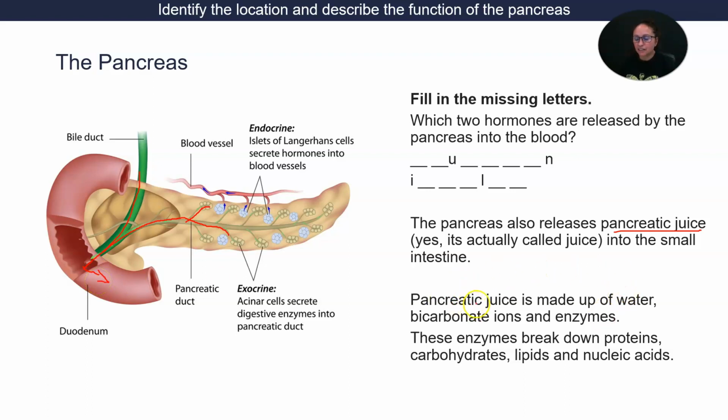Now, pancreatic juice is made up of mostly water, bicarbonate ions, and enzymes. We're going to look at those enzymes later, but the enzymes in pancreatic juice are awesome because they break down carbohydrates, lipids, and nucleic acids. So they are involved in chemical digestion. That's right, because mechanical digestion was breaking food up into little pieces. Chemical digestion is breaking the food into molecules.